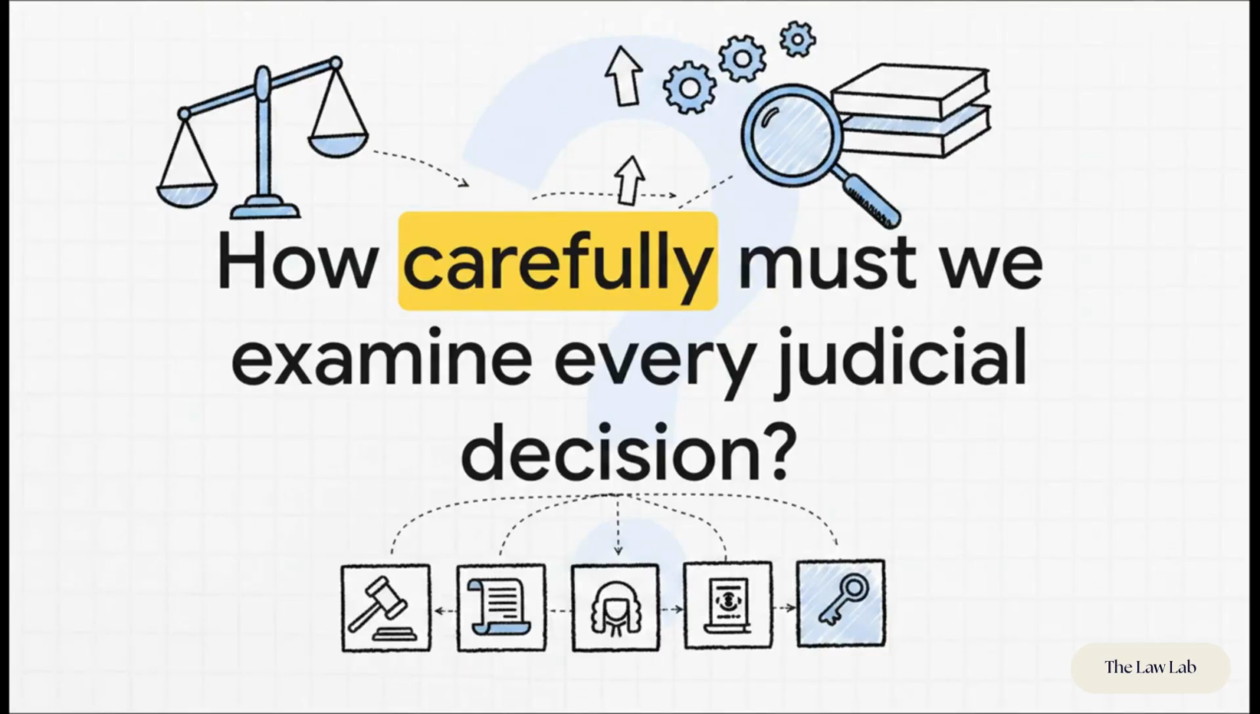I want to leave you all with this final thought today. If a single missing element, literally just 1 out of 5, can instantly downgrade a highly powerful final decree into a mere order, how carefully must we be examining every single judicial decision? The law is entirely built on precision, and understanding that precision, that's where your true legal power lies.